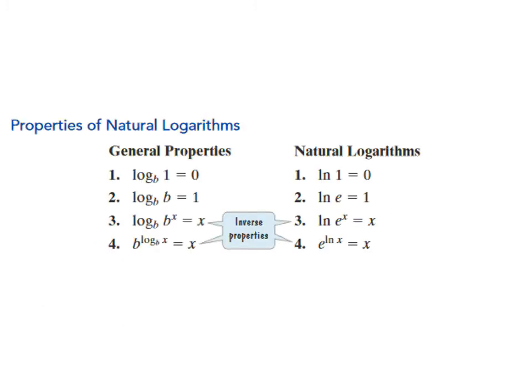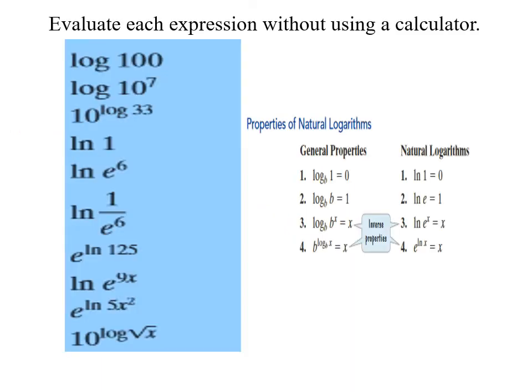More properties. Now we have the natural logarithm, which is base e, and don't forget, anytime we have log without any base, that's base 10. So for the first one, we're going to write 100 as 10 squared, so the answer is 2. So we use property number 3 from the general properties. Now for the second one, we're using the same property, and that's 7. Now here we're using an old property, and the answer is 33.